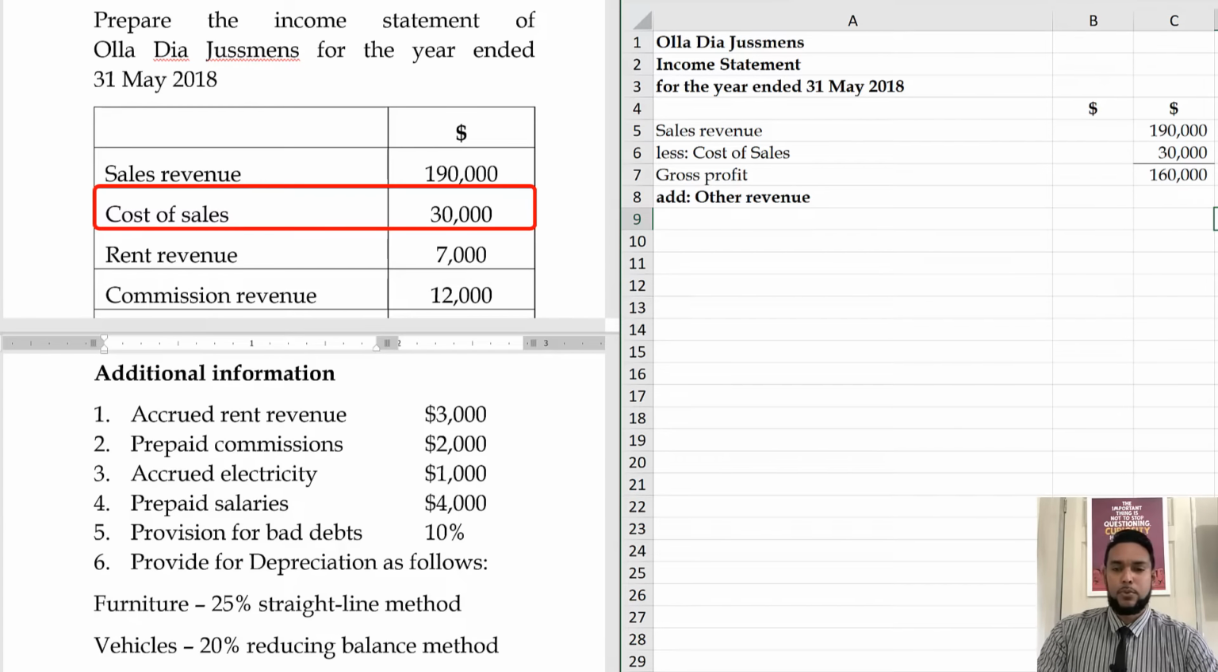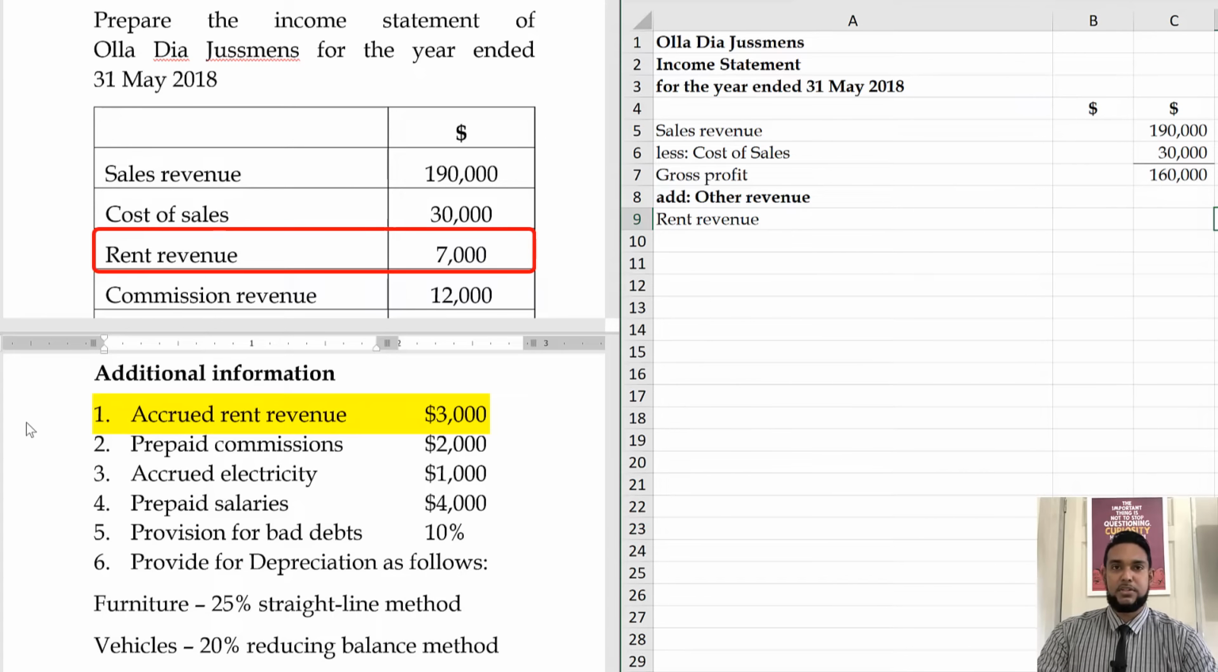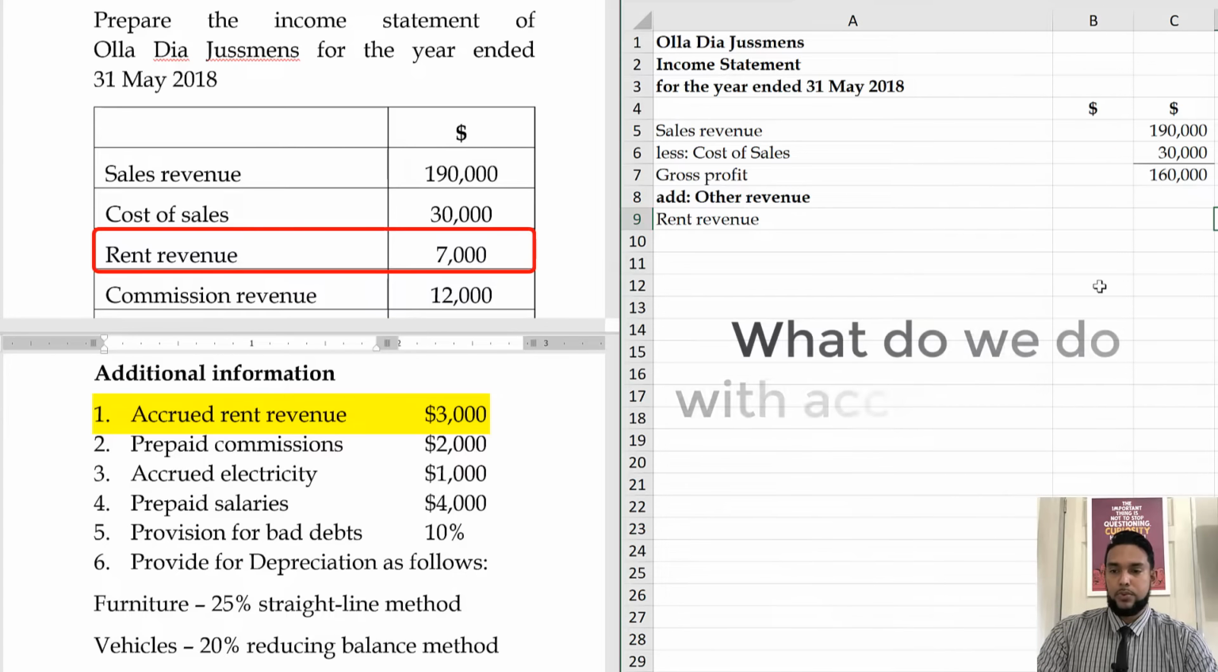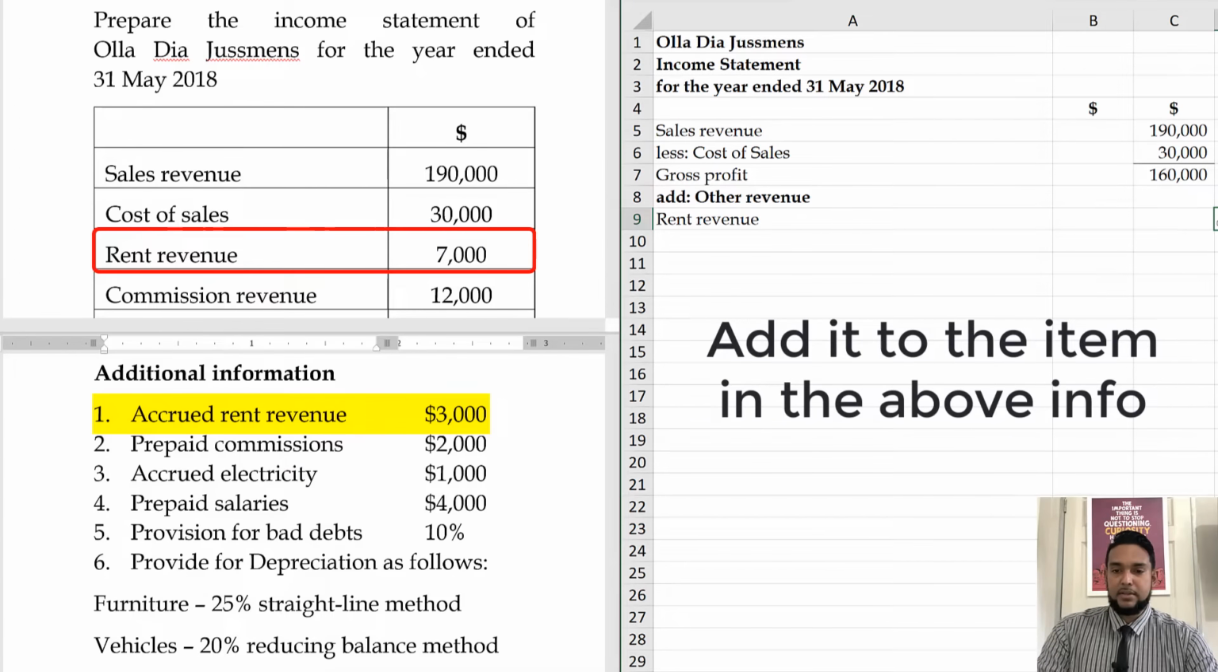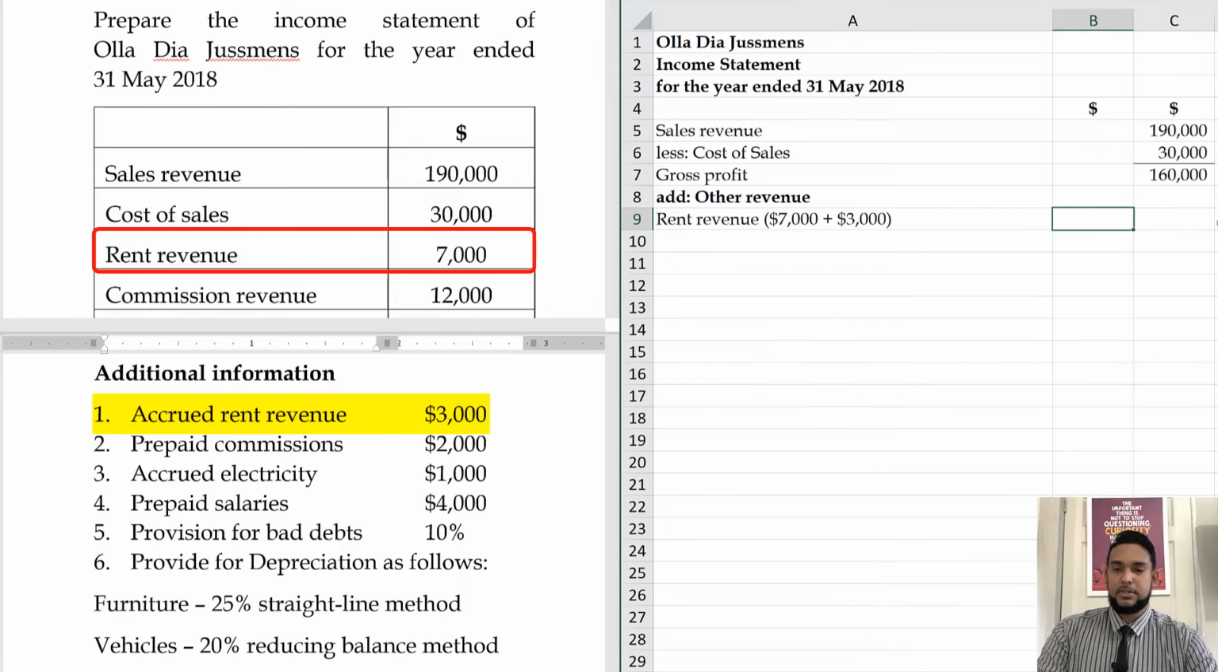All right, so what are some revenue items? I'm seeing a couple. The first one I'm seeing is rent revenue, but I'm also seeing a piece of additional information: accrued rent revenue. Now, what do we do with an accrued item? Well, we add it. So you're going to see $7,000, which is the rent revenue from the above information, plus the $3,000 from the additional information, and $7,000 and $3,000 will give us $10,000.